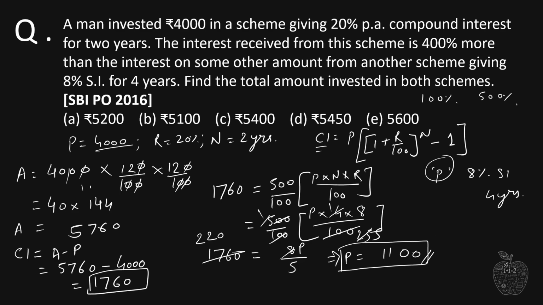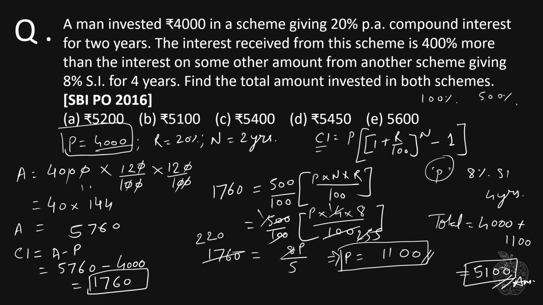Okay, but what is the question asking me to find out? Find the total amount invested in both the schemes. So in the first scheme he invested how much? 4,000. So total in the first scheme he invested 4,000, plus in the second scheme he invested 1100. So what is 4,000 plus 1100? It is 5100, and this is our required answer. So option B here is the correct one.